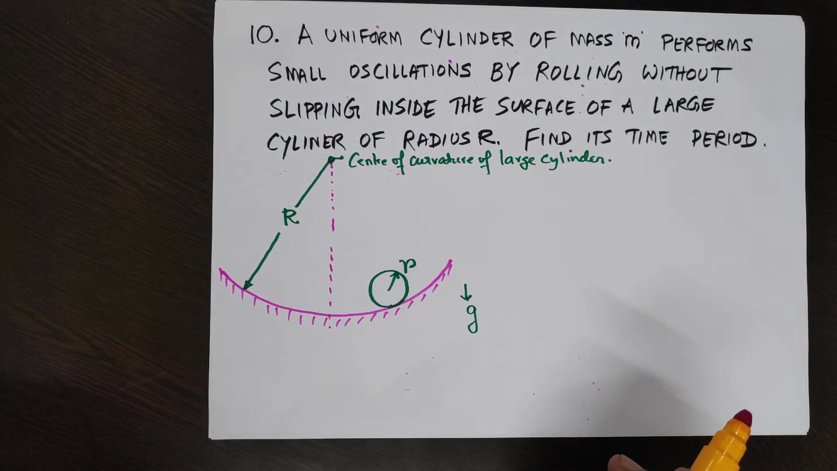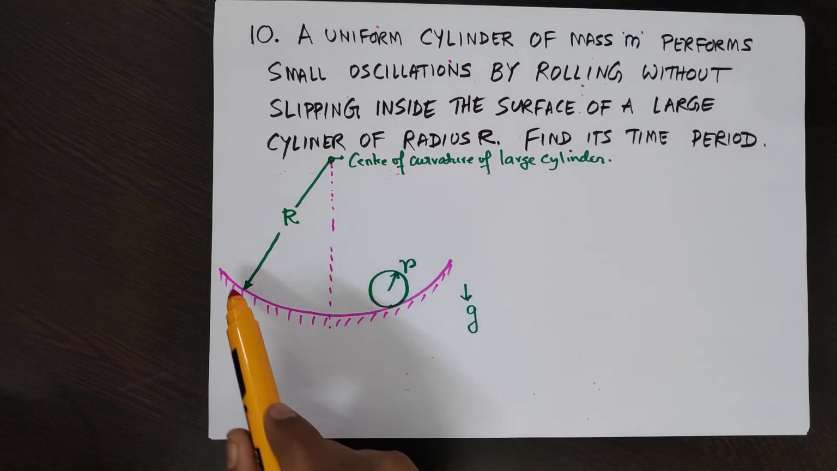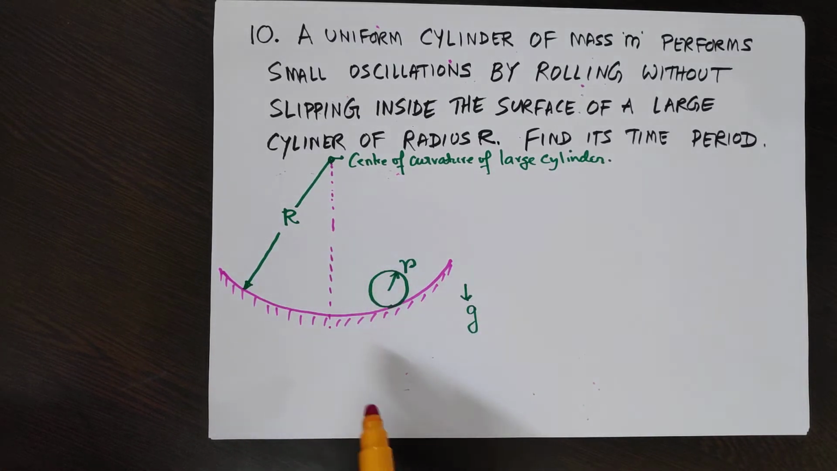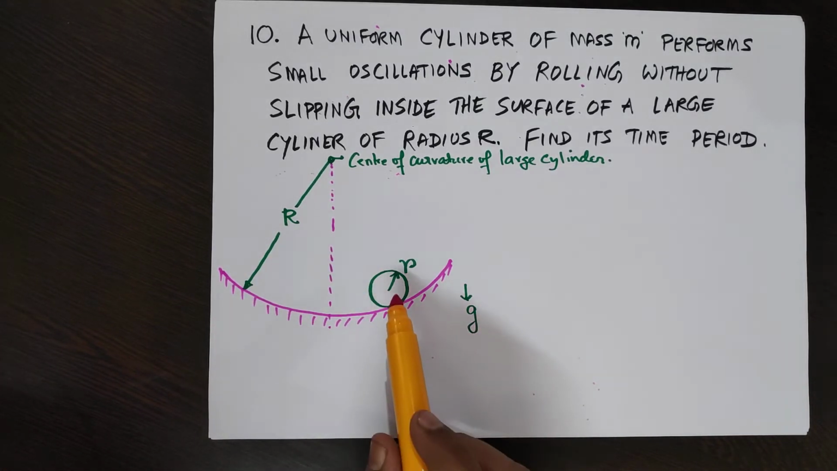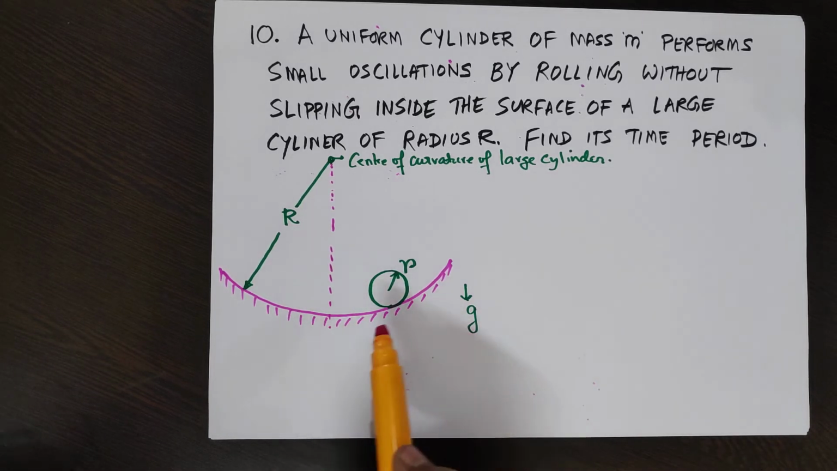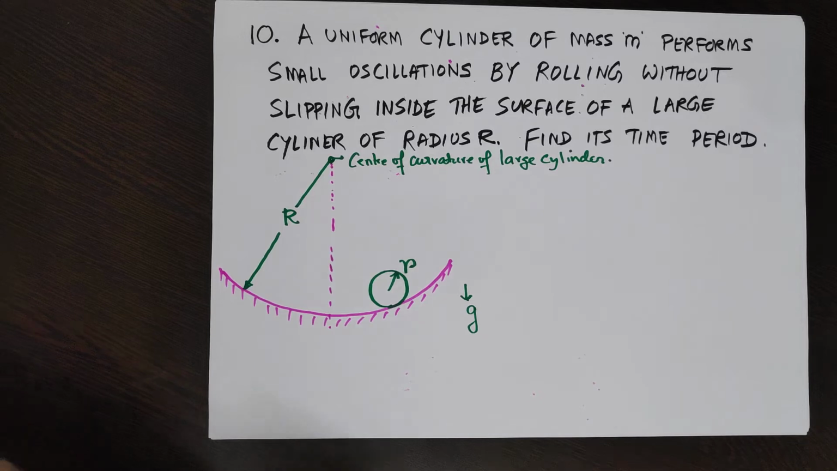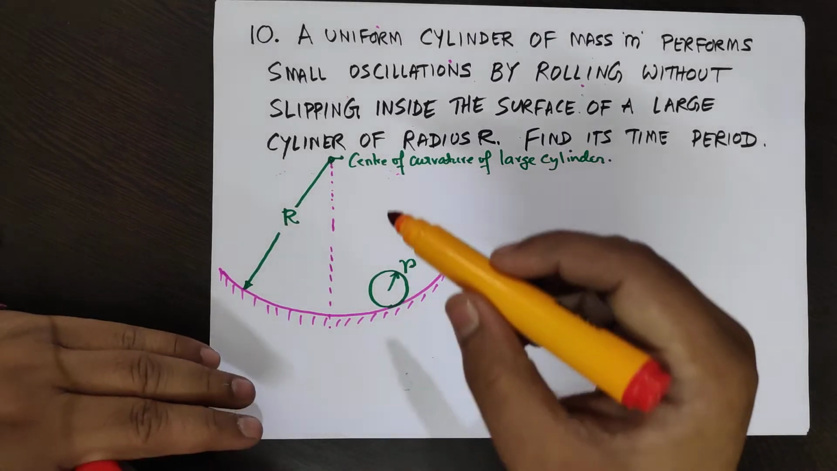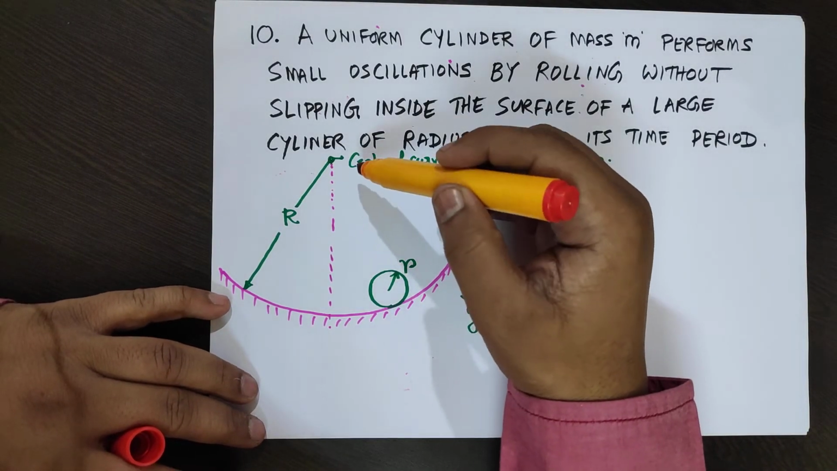A uniform cylinder of mass small m performs small oscillations by rolling without slipping inside the surface of a large cylinder. So this is the large cylinder of radius capital R, and this small cylinder is rolling without slipping inside the surface. The surface is rough enough to ensure that it rolls without slipping. We have to find its time period. So the energy method will be best, I think.